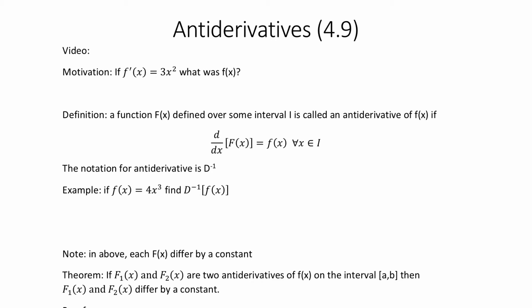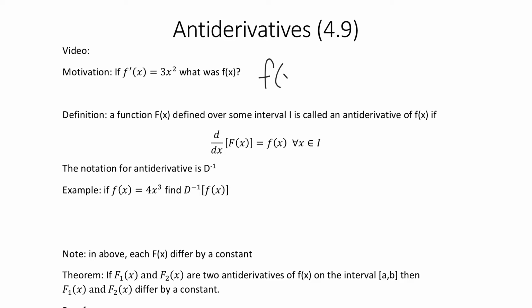Hello. In this video, we're going to talk about antiderivatives. So the motivation comes from the question, if we know f prime x is equal to 3x squared, what was the original f of x? So take a second to think about it. If we knew f prime x was 3x squared, what would be f of x?